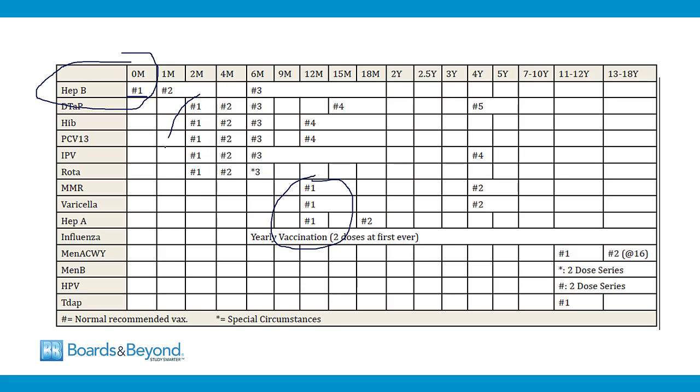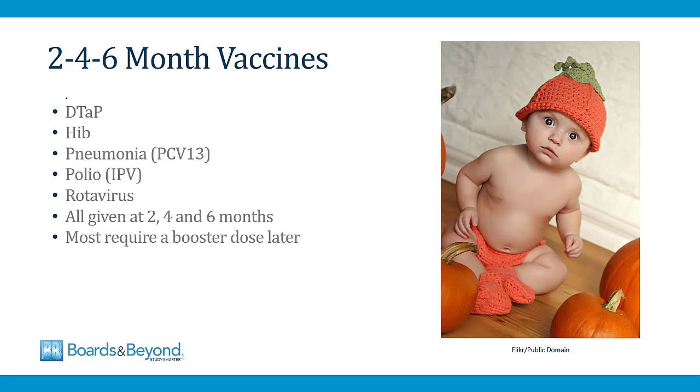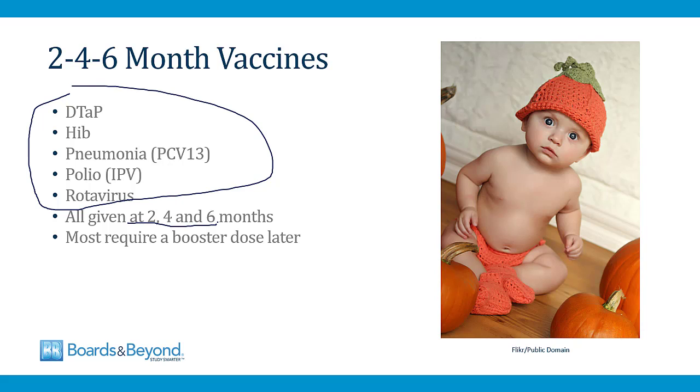Now we're going to talk about this big group in the middle, which is basically all the other childhood vaccines. They're all given at 2, 4, and 6 months, and then some of them require a booster dose later, like at 12 years, 15 months, or some even at 4 years of age. So this slide is a list of what I call the 2, 4, and 6 month vaccines. They're all given at 2, 4, and 6 months of age, and then most of them also require some booster doses later on in life.